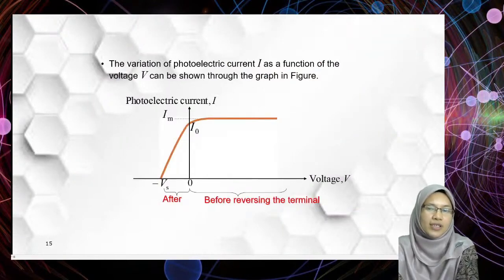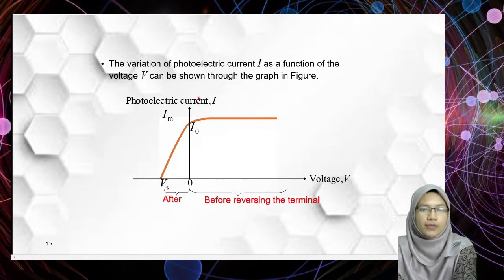Alright class, this is our last slide for photoelectric current. Look at this graph, where this graph is photoelectric current against voltage. We have two parts of this graph: the part before reversing the terminal and after reversing the terminal. Before reversing the terminal, we can find that when we increase the voltage, the photoelectric current also increases until a saturation photoelectric current.